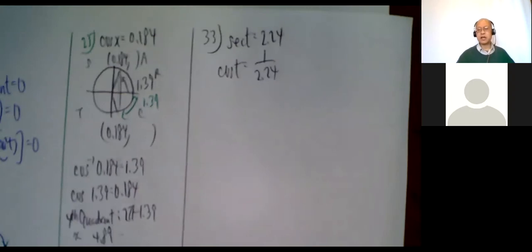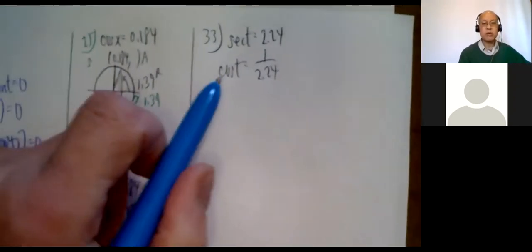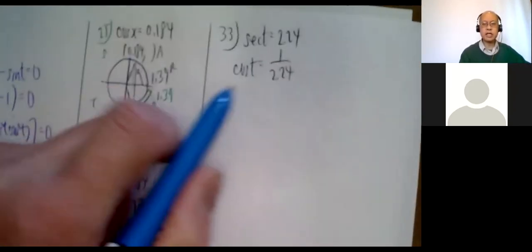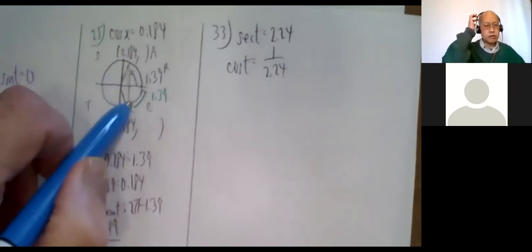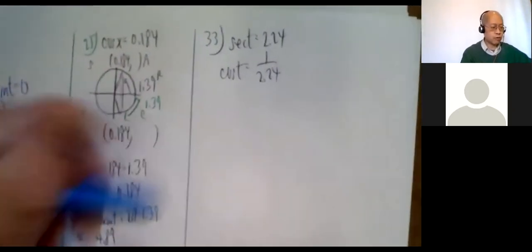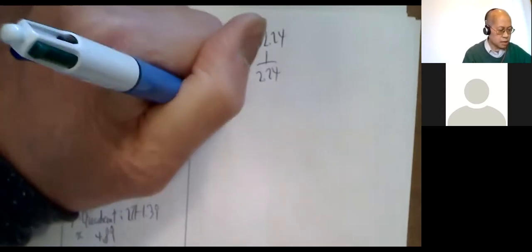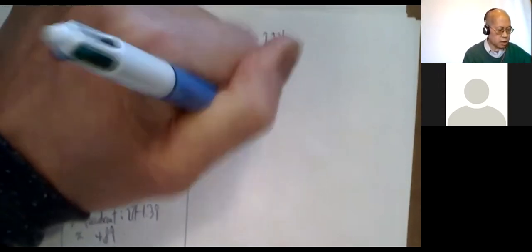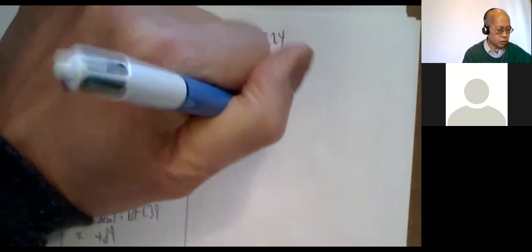They even give that to you as a hint. And now the rest of the problem is the same. So I work this problem out just like this one. Again, it's positive in quadrants 1 and 4. So I work the rest of the problem out just like before. So t is inverse cosine of 1 over 2.24.